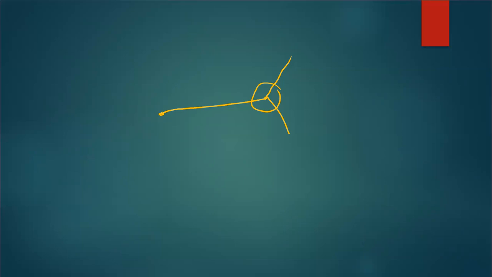So if the figure has more than two odd points, the number of starts and the number of ends in the figure is not in equilibrium, so we cannot draw the figure. But if all points are even, we can draw. If it has two odd points, we can still draw that. More than two odd points, it's impossible to draw that. Very simple, very brilliant.